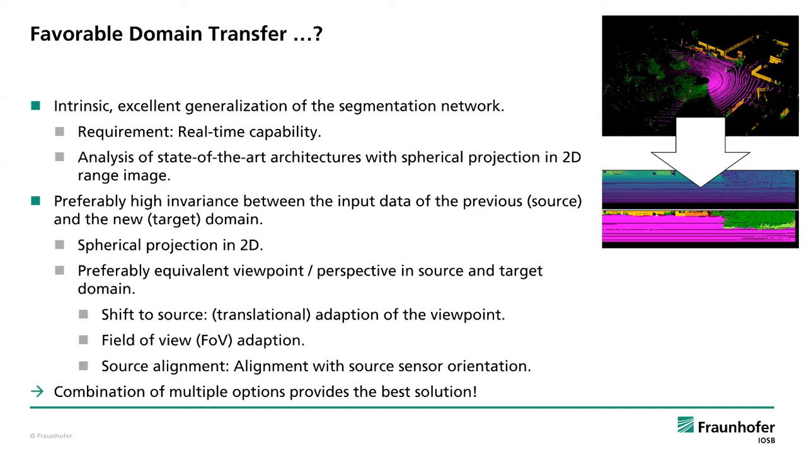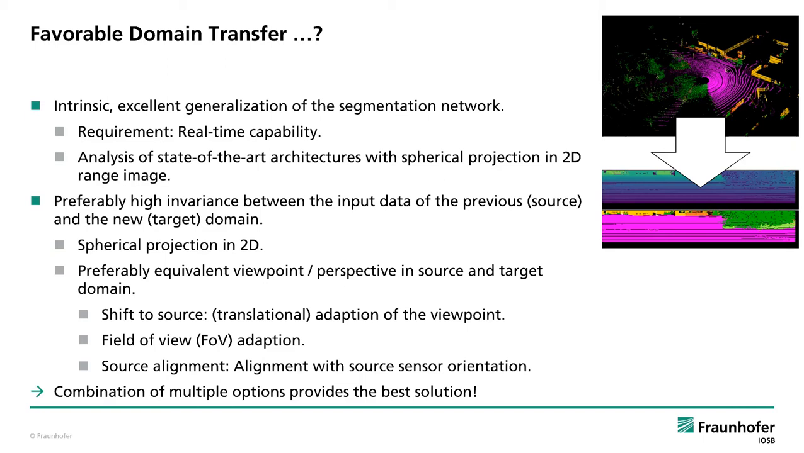One thing that already helps here is the spherical projection. We will see examples of that within the next minutes. And also, what naturally helps is if we have a preferably equivalent viewpoint or perspective between source and target domain before we start our spherical projection. And there are different adaptations that you can do to the captured data in the target domain. So one is what we denoted the shift to source. So it's the translational adaptation of the viewpoint.